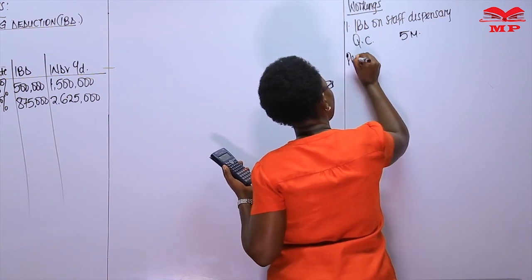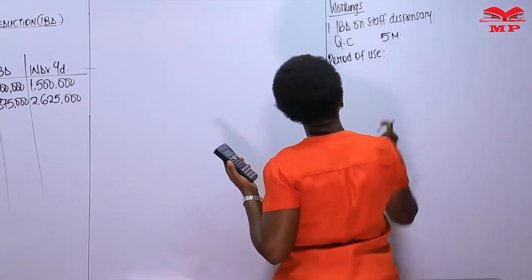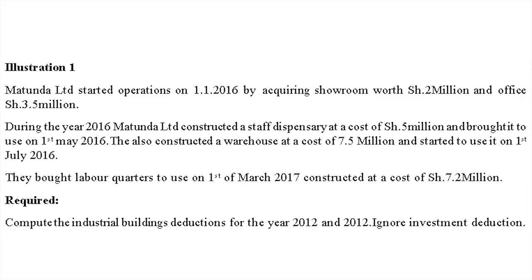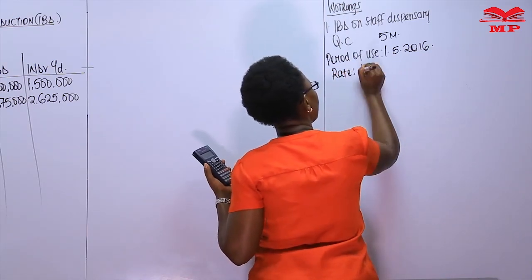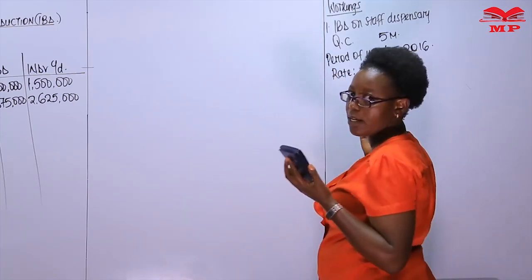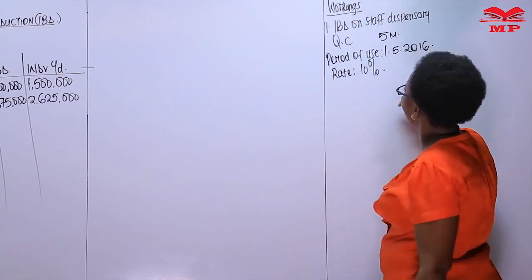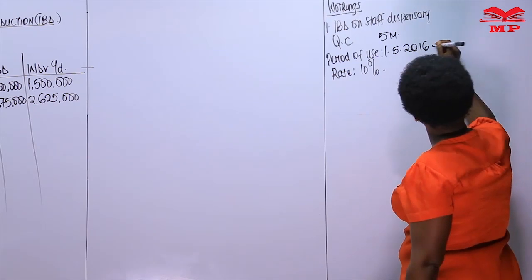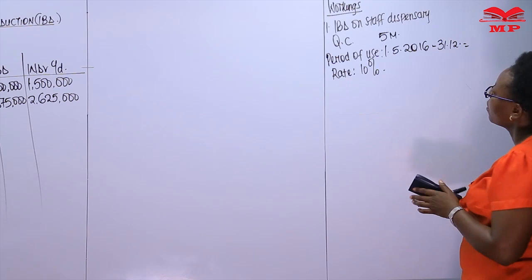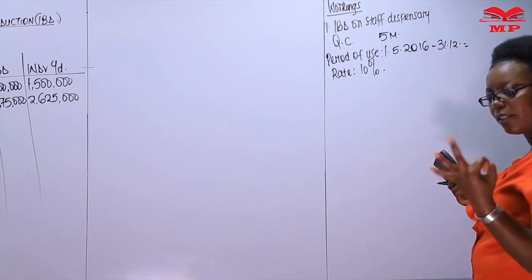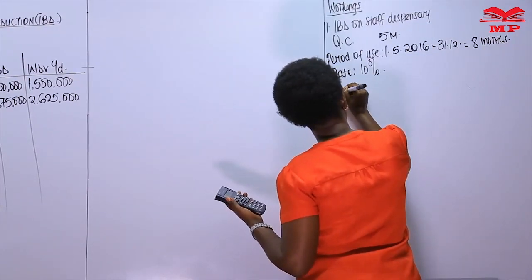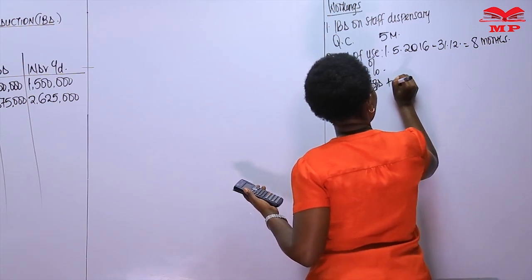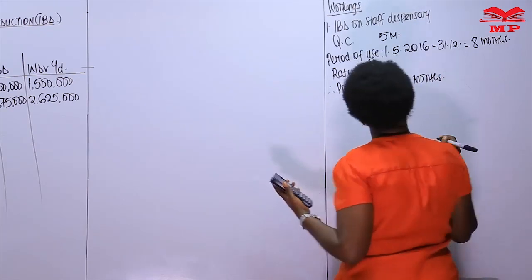Then the period of use: it was brought into use on 1st May 2016. The rate is 10%. This rate is derived from our previous lesson where we had the corresponding rates. So we are going to prorate to the period of use because it is from 1st of May up to 31st of December. So these are May, June, July, August, September, October, November, and December. These are 8 months, which is less than 12 months. Therefore, prorate IBD to 8 months.